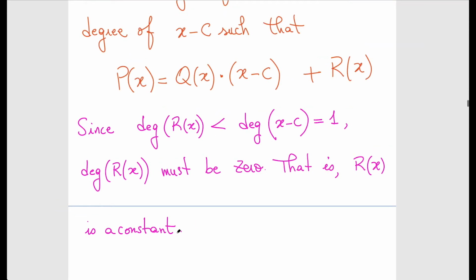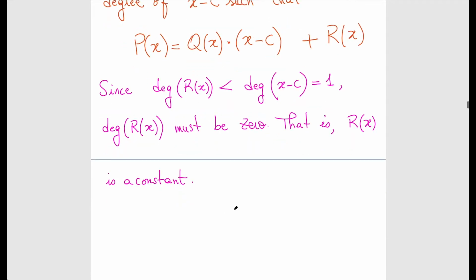How about we give this guy a name? So say r of x is a constant. Let's give this constant a name. What's your favorite letter for constant? Let's say k. I know that r of x is of degree 0, so it has to be a constant. I'm calling that number k. So this is a pure constant, right?